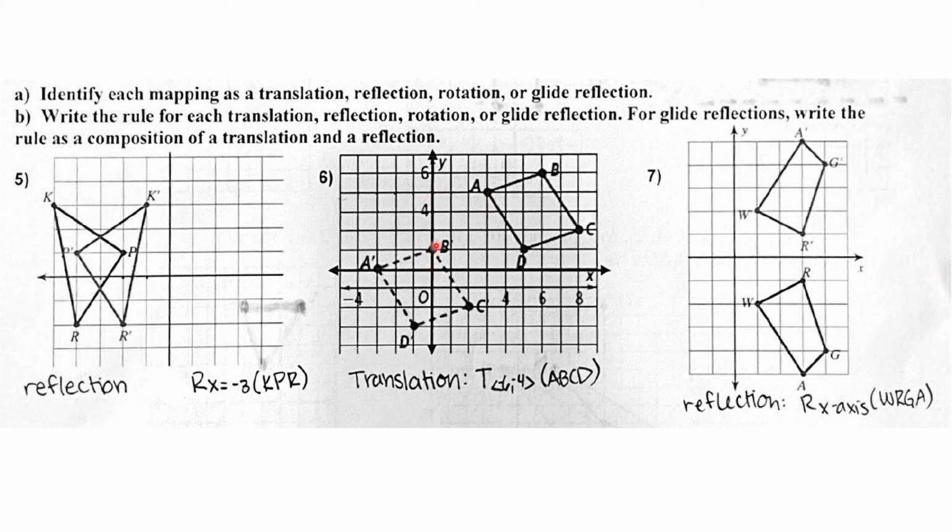That would end you up at B, right? So you can't go from A to B prime. You have to go exactly from A to A prime. And then on number 7, here's our x-axis here. It looks like just a reflection. So I just said R, capital R, x-axis.